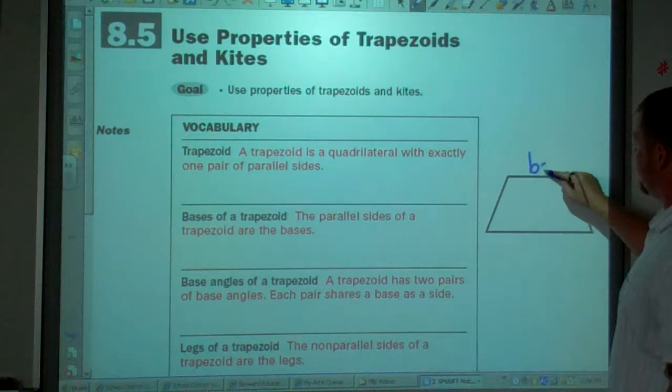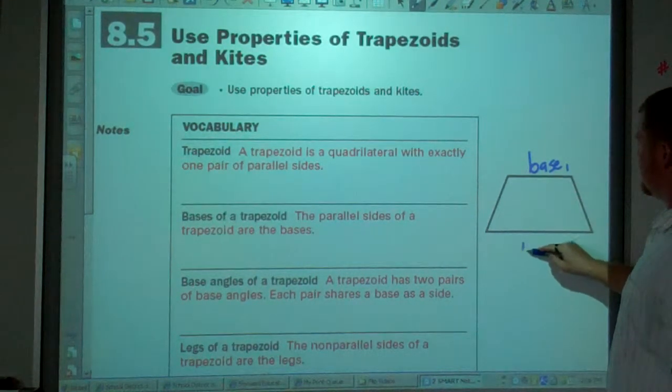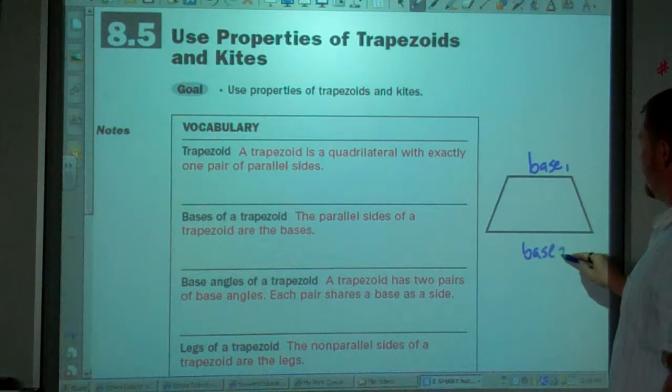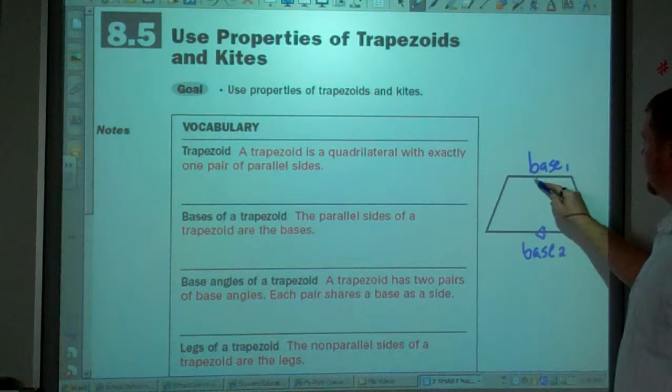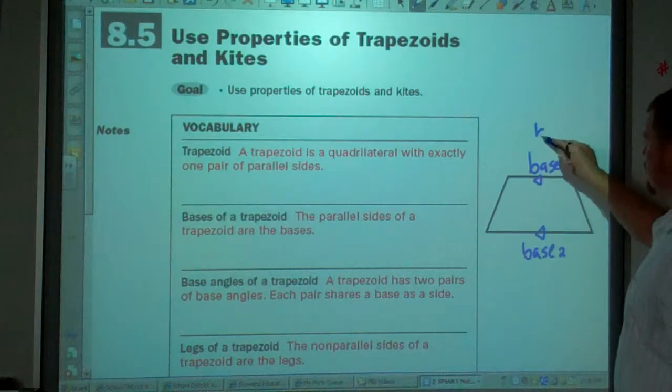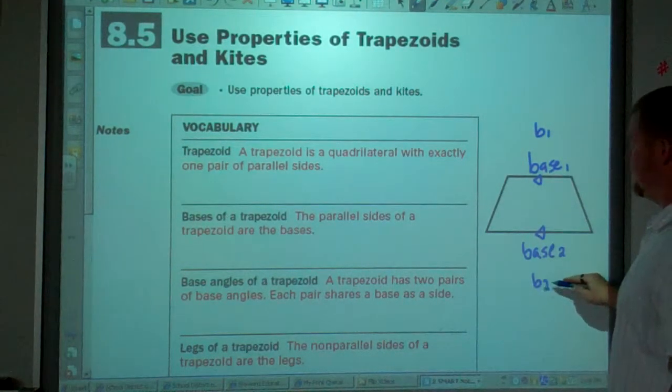This is base 1, and this is base 2, and they are parallel to each other. Sometimes we abbreviate that with B sub 1 and B sub 2.